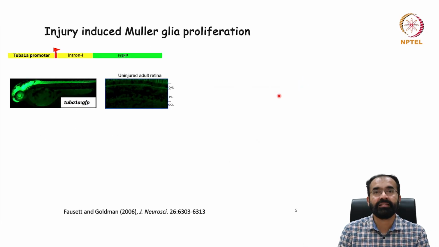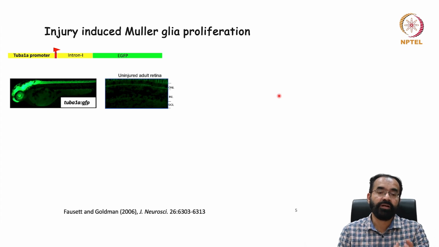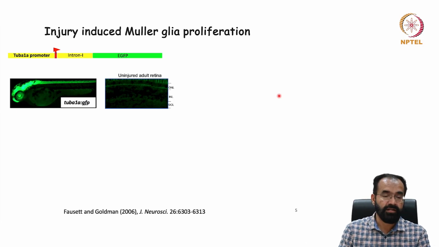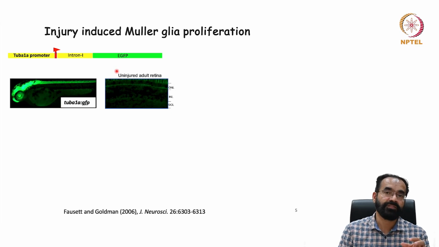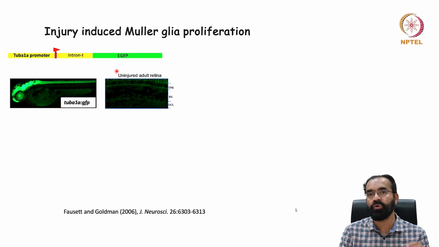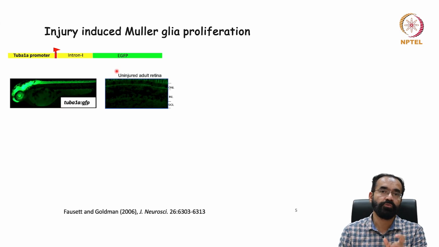To study regeneration, we have to use different model organisms and also different transgenic organisms of the same model. One such transgenic organism we use in zebrafish is the tuba1 GFP fish. What is tuba1? Tuba1 is part of the cytoskeleton. Whose cytoskeleton? Neuronal cytoskeleton. But we haven't used the full length tuba1. We used a fragment of the tuba1 promoter.